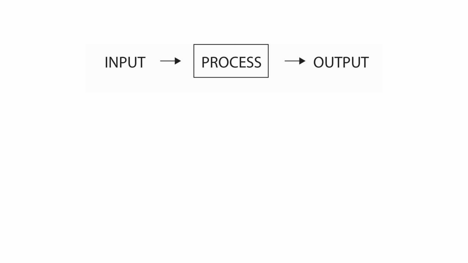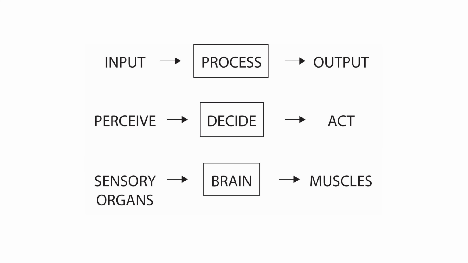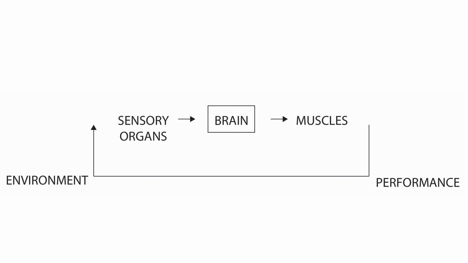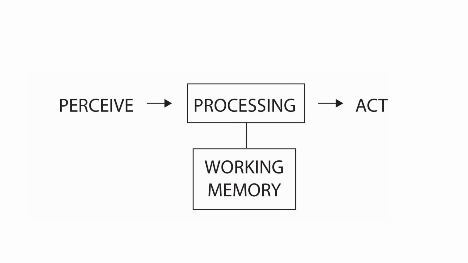So with any agent, be it an animal or a computer, you have input, processing, and output. You can also refer to that as perceptions, decisions, and actions. The input is received by the sensory organs, it's processed by the brain, and the behavior is enacted by the muscles. And then, of course, the performance of the behavior has an effect on the environment, which then affects the perception of that environment. So it creates a closed loop. Now, it really helps if you can remember how you perceived, what you processed, and how you acted, not just in the last cycle, but in several cycles before that. And this is short-term memory or working memory.